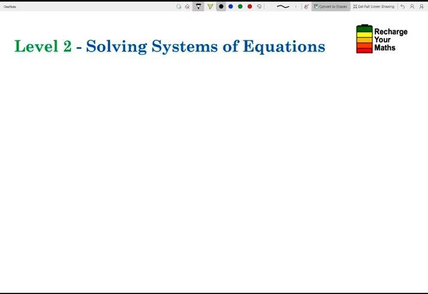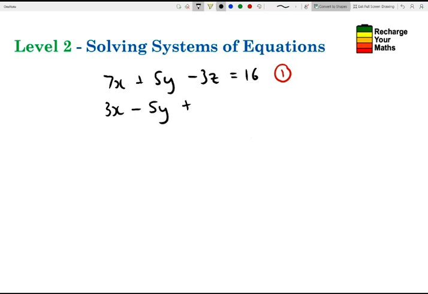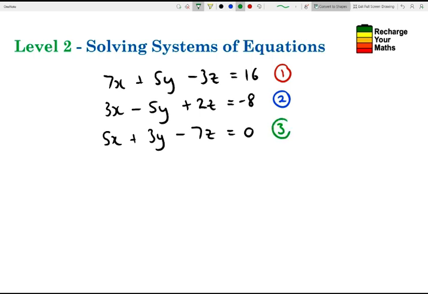Welcome to the Level 2 video on solving systems of equations. Today we're going to be looking at a particular system with 3 equations and 3 unknowns, and that system is 7x plus 5y minus 3z is equal to 16, and we'll call this equation 1, 3x minus 5y plus 2z is equal to minus 8, and we'll call that equation 2, and 5x plus 3y minus 7z is equal to 0, and that can be equation 3.